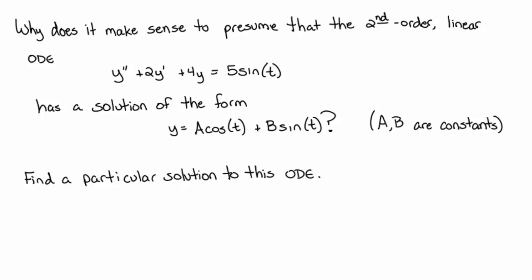All right, my name is Roy Simpson, a professor of mathematics at Columbia River College, and in this video we're going to talk about why it makes sense, when working with a second order linear differential equation of the form y double prime plus 2y prime plus 4y is equal to 5 sine of t, or any number times sine of t actually, to presume that the solution is of the form a cosine of t plus b sine of t. In other words, why can we assume that our solutions are trigonometric in form?